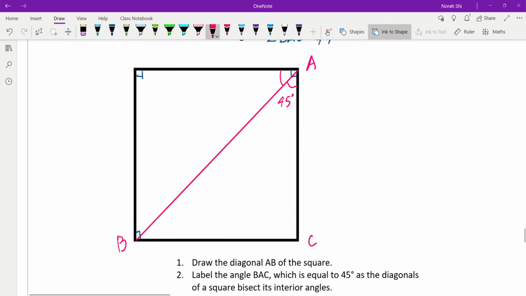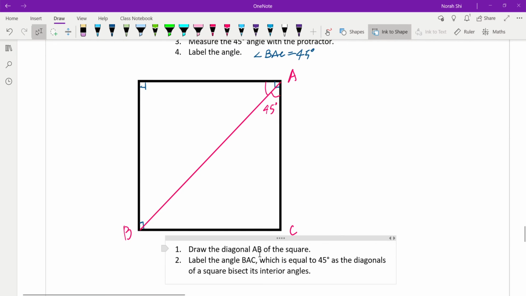What is the method I want to show you here? You can draw the diagonal of the square, which is AB in this case. And because the diagonal bisects the interior angle, which is 90 degrees, you can label the angle BAC, which is equal to 45 degrees. And of course, this angle is equal to this angle. I used double curved lines to show it. Both of them are 45 degrees.